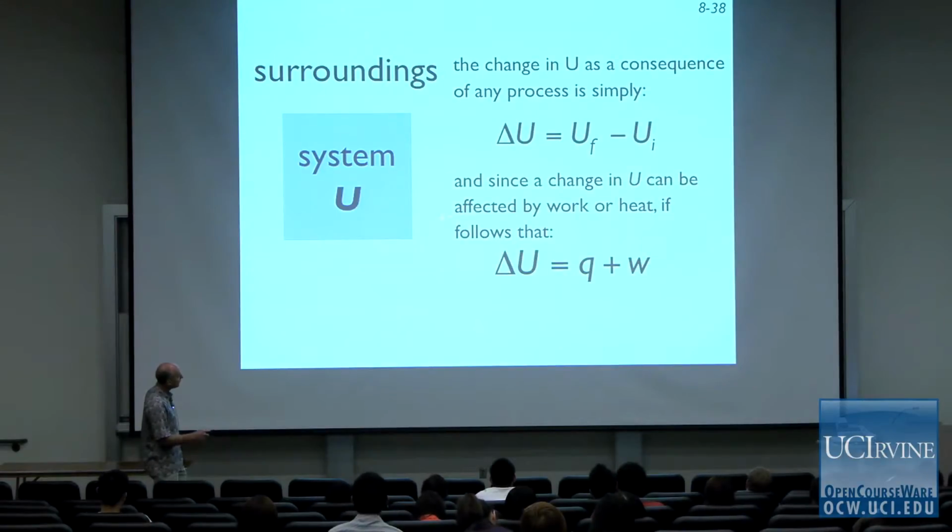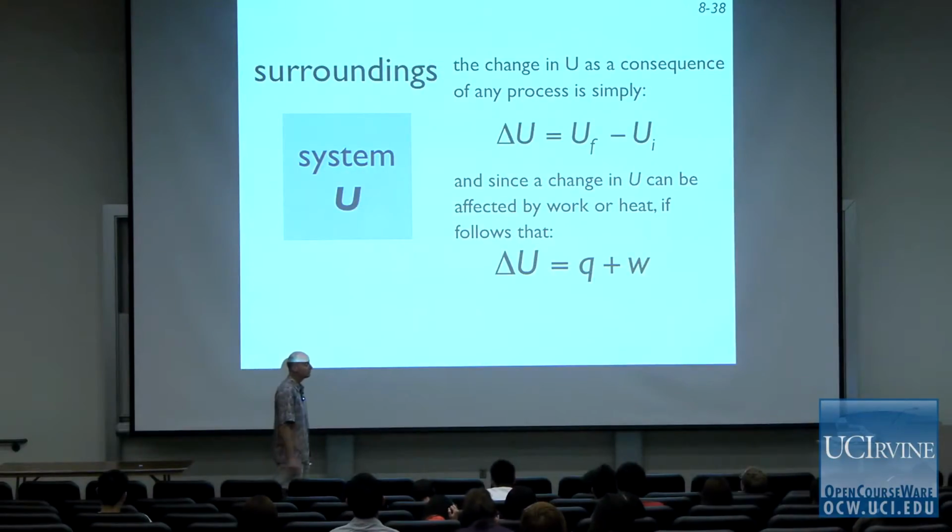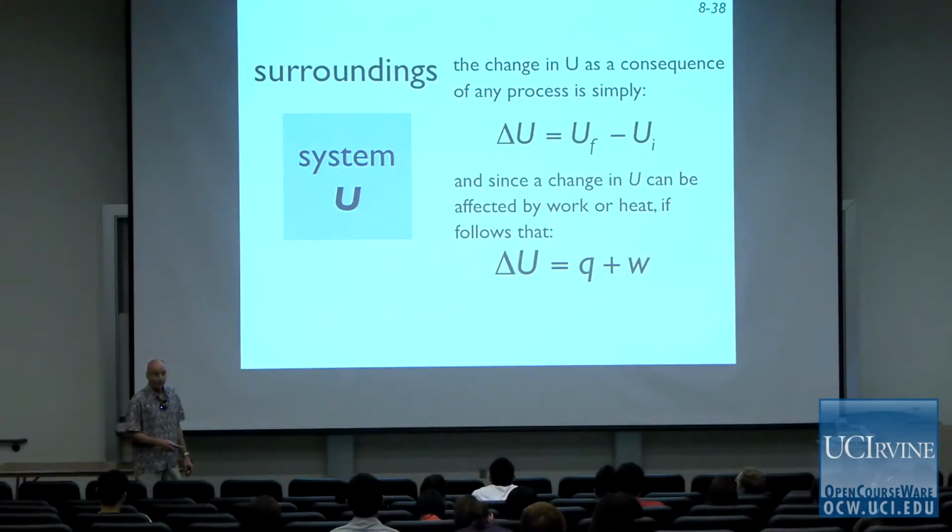And since a change in U can be affected by work or heat, it follows that the change in U is equal to Q plus W. That's the only way energy can enter or exit the system, in terms of heat or work. Those are our two options. If Q is positive and W is positive, then the internal energy of the system is going to get bigger.